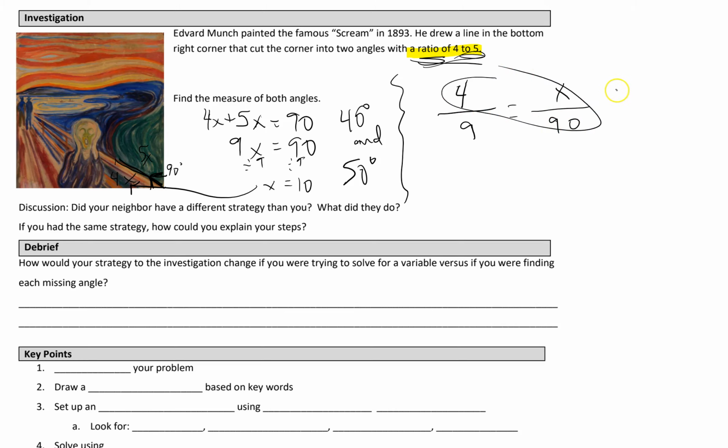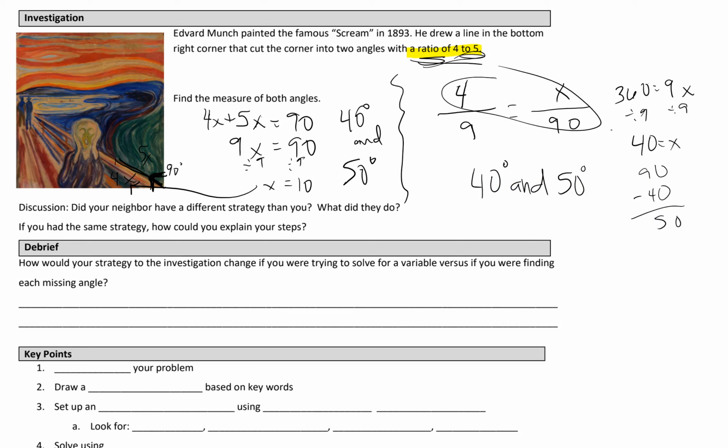4 times 90 is 360. So I have 360 equals 9x, divided by 9. And 40 equals x. This time, x isn't a variable. X is just my missing degree. So my first angle is 40 degrees. Now if I look back at my picture, again, I can see they're complementary. So 90 minus my missing degree could give me the second degree. So again, 40 degrees and 50 degrees.